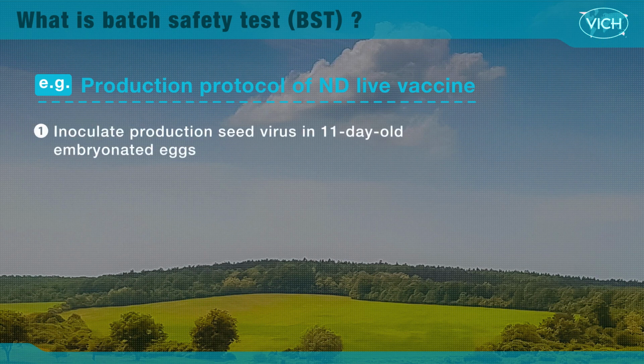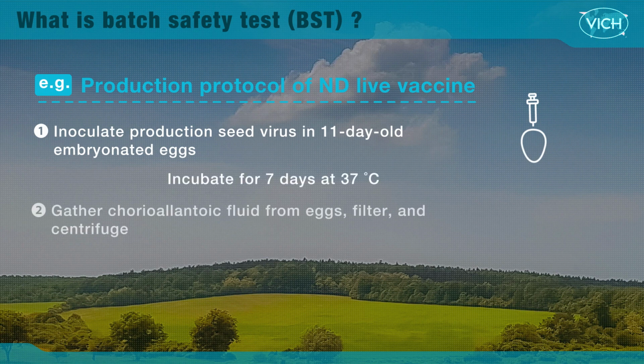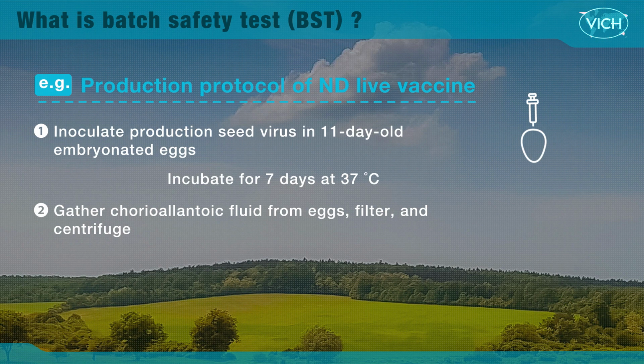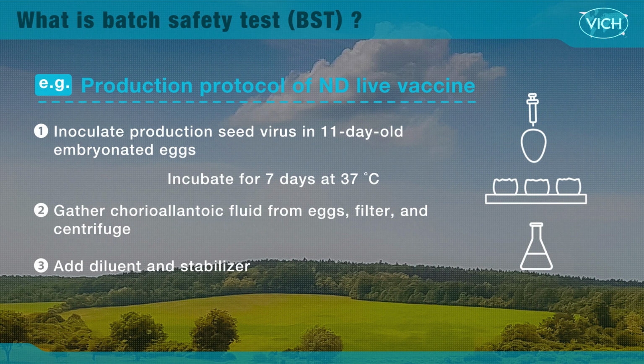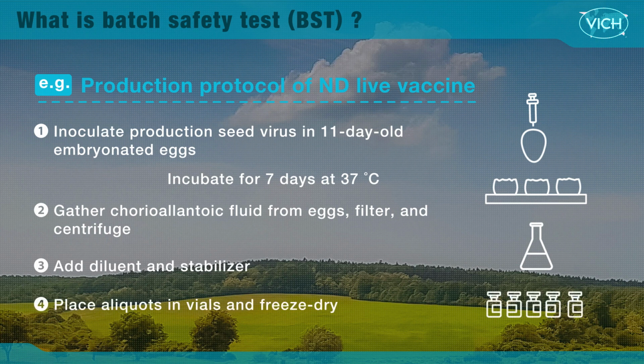First, the embryonated egg is inoculated with the production seed virus. After it has been incubated for a set period of time to ensure adequate multiplication of the virus, the chorioallantoic fluid is extracted to make a virus stock solution. A diluent and stabilizer are added to the stock solution. Then it is distributed into vials, freeze-dried, and sealed to make the final product.